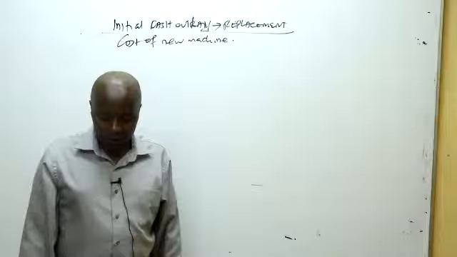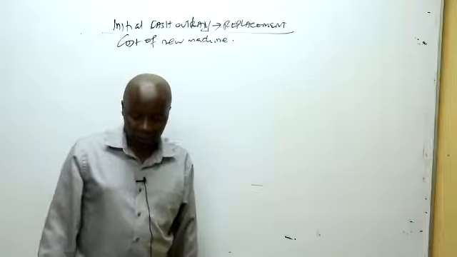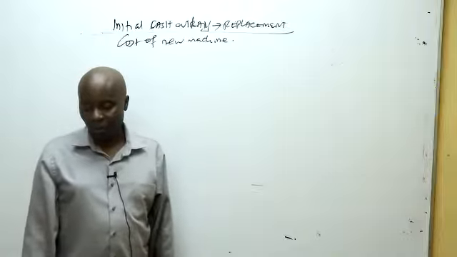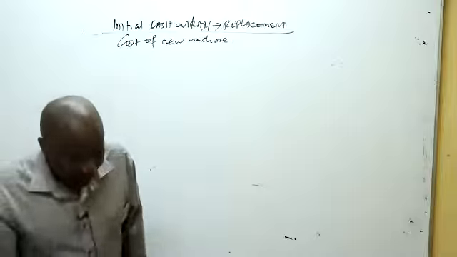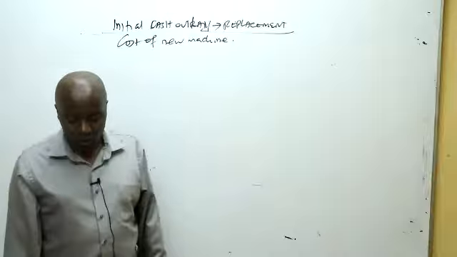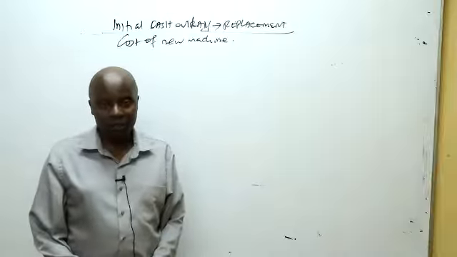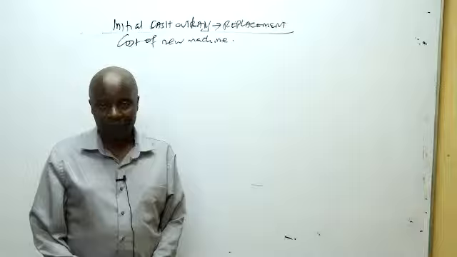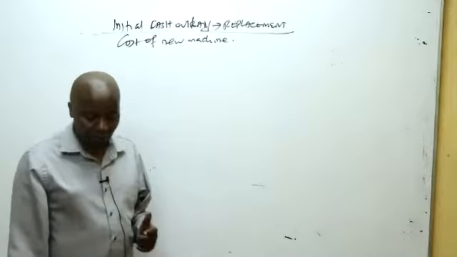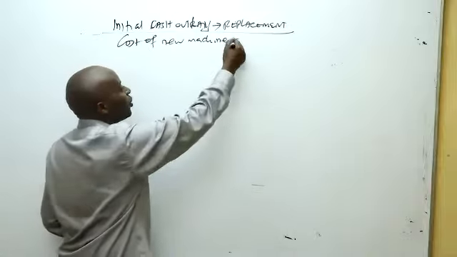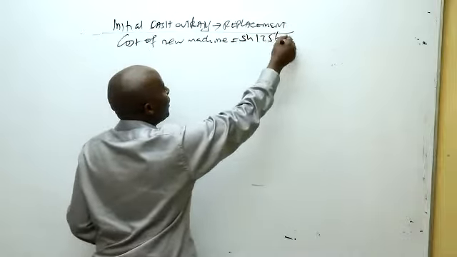Cost of the new machine from paragraph number 2. From paragraph number 2, the cost of the new machine is how much? Somebody. 12.56. In terms of thousands, I'll talk of shillings. 12,560. Thank you very much.